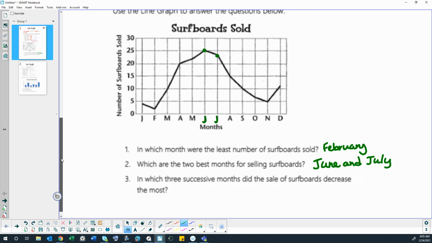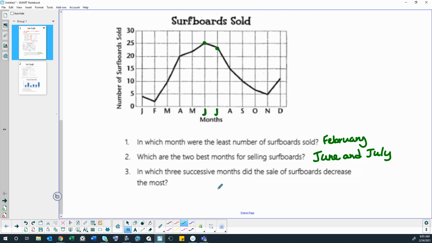All right, now this one we have to analyze a little closer. In which 3 successive months did the sale of surfboards decrease the most? So when we're looking for increase or decrease, we're looking at the slope of the line. So this line has a smaller slope, but it's negative going downward. This line right here has a fairly steep slope going upward. So this is interesting. See how this slope from April to May and then May to June is actually a little flatter than the slope from February to April. So a little bit flatter in there. That's a smaller amount of growth.